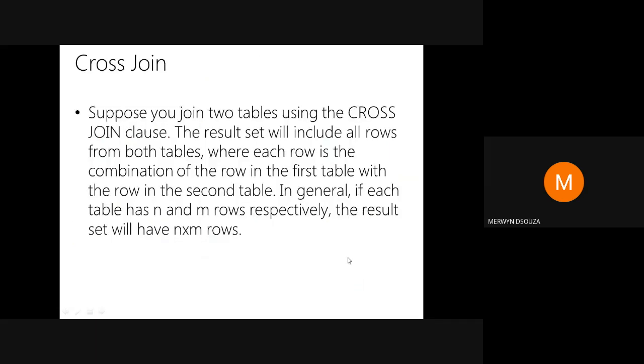The next type of join that we need to study is the cross join. Suppose you join two tables using the cross join clause, the result set will include all rows from both the tables, where each row is a combination of a row in the first table with a row in the second table. In general, if each table has n and m rows respectively, the result set will have n into m rows.